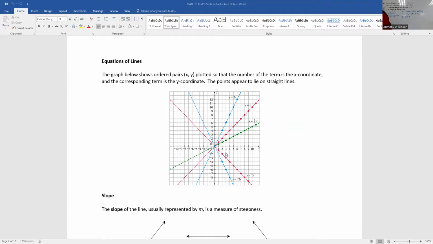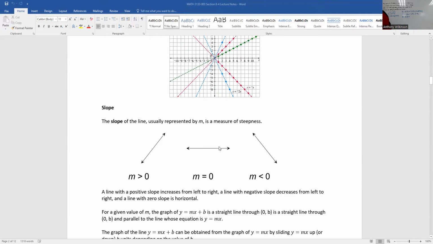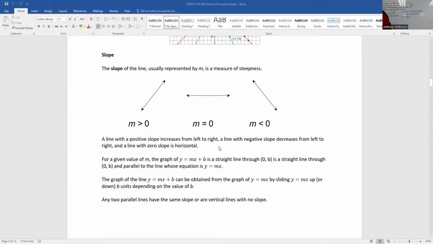Now, pretty much by looking at these lines here, you can see that they do have something in common, which is the slope. So if you were to deal with the slope here, we're dealing with the measure of its steepness. And in real life, things do have steepness, or what they call slope. Mountains, of course, will have slope.